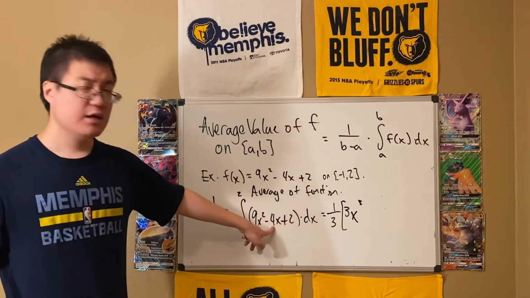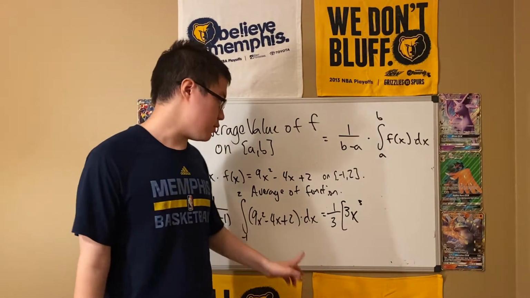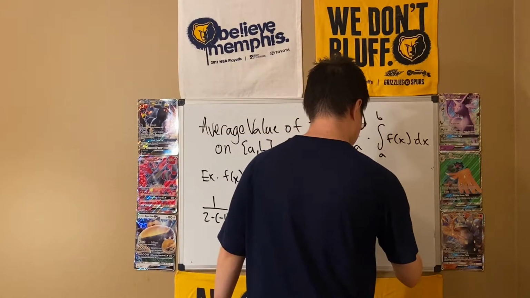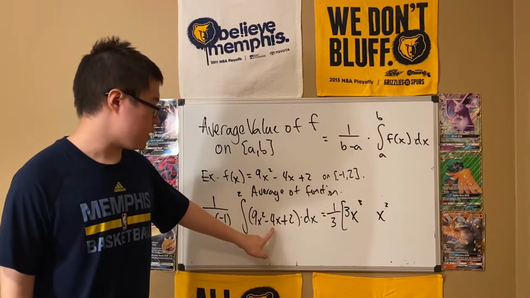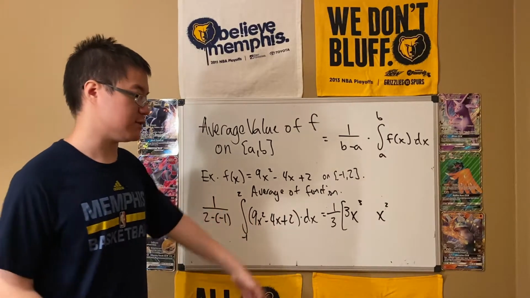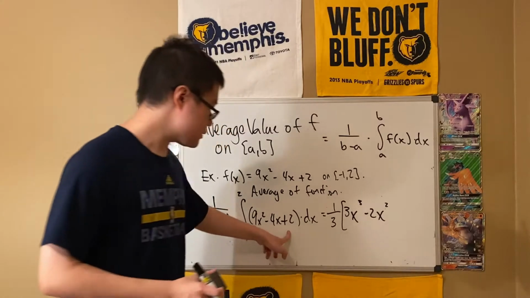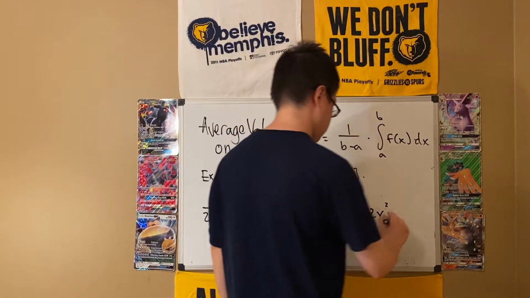Let's practice again. When we have minus 4x, that's technically 4x to the 1. When you add 1, it'll be x squared. Divide by our new little exponent, so that's 4 divided by 2, which is 2. Keep in mind that there is this negative, so it's going to be -2x squared. Plus 2. What's the antiderivative of that? That's just going to be plus 2x.